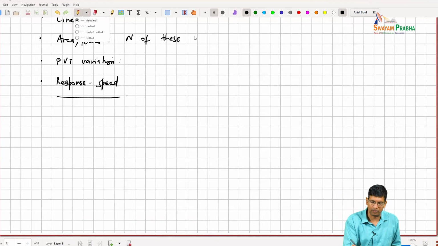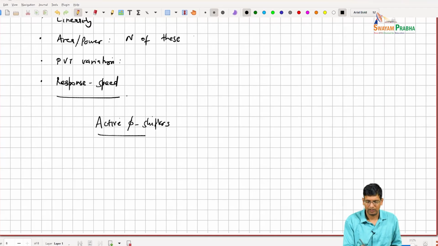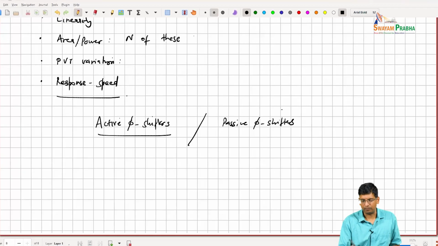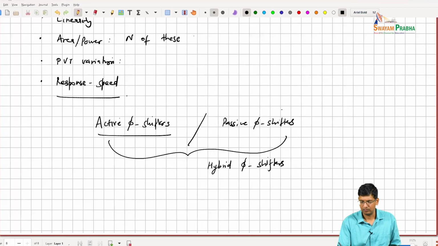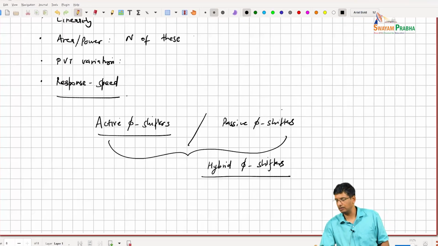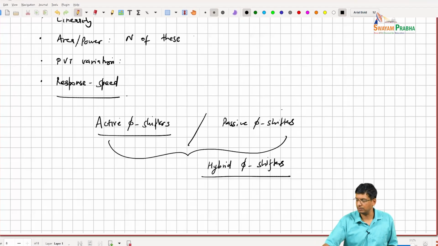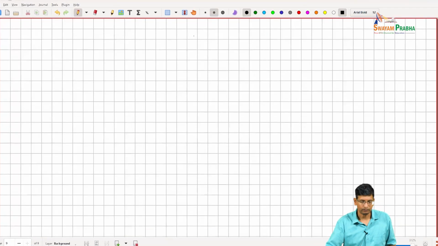Overall, we have broadly two approaches: active phase shifters, or passive phase shifters. And nothing is stopping us from combining different kinds of phase shifters into our system and building hybrid phase shifters in our design. What we are going to do is discuss some individual phase shifter building blocks. You can mix and match them inside your implementation quite freely.